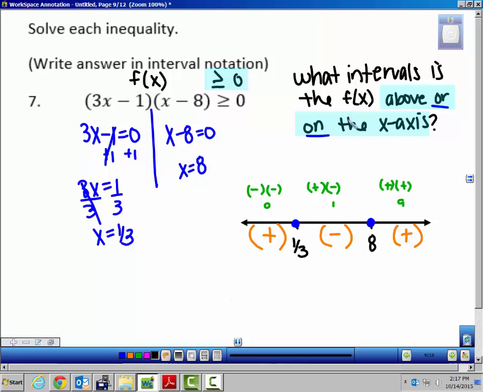So on what intervals is it above? So where is it positive? From negative infinity to 1/3. You can't equal infinity or negative infinity, but we do include this because of that or equal sign. And then we are above again from 8 to positive infinity. And again, include 8. You can't include infinity.